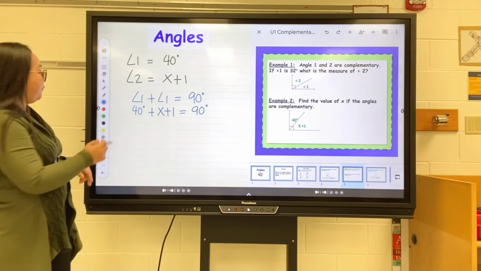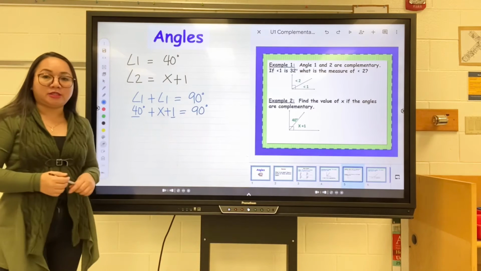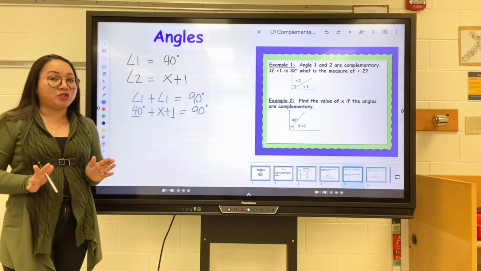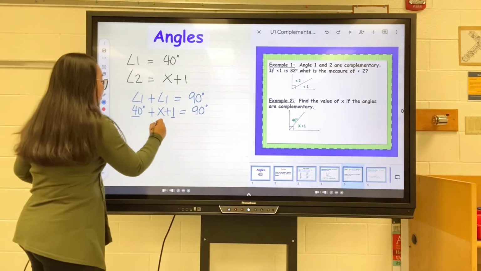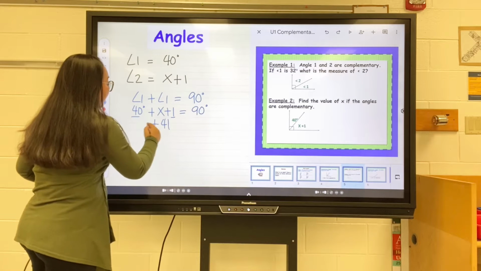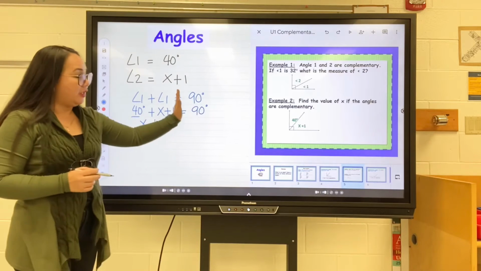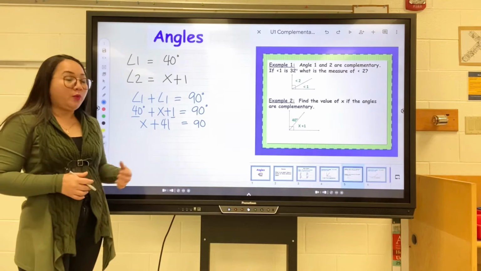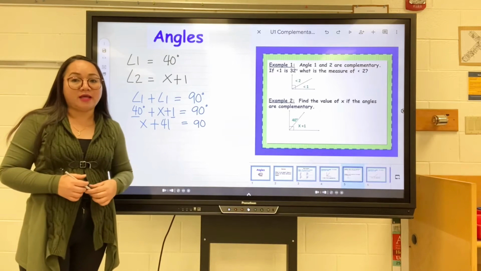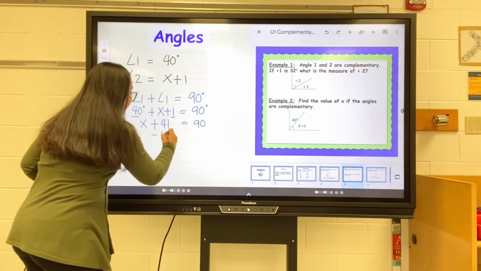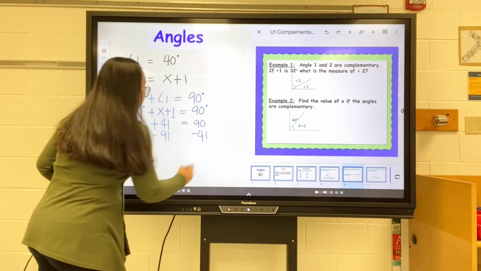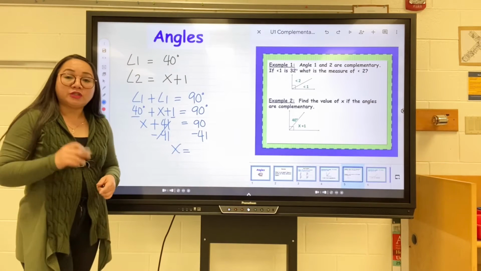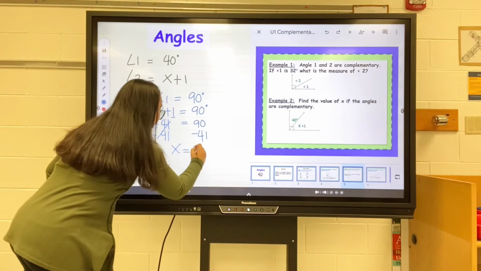We know that 40 and 1 are like terms because they are both constants. So when we combine, that means we will add them together. So 40 plus 1 is 41, and then bring down the variable x. And on the right side, we will write down 90. To undo 41, we will subtract 41 on both sides of the equation. So minus 41 here and minus 41 on the other side. Cancel this out and the leftover is x. So 90 minus 41 is 49.